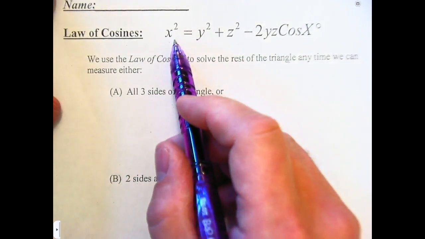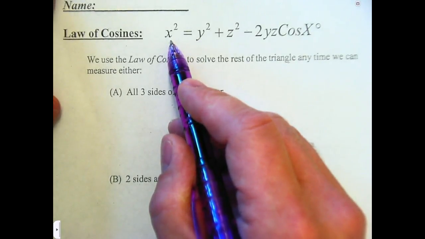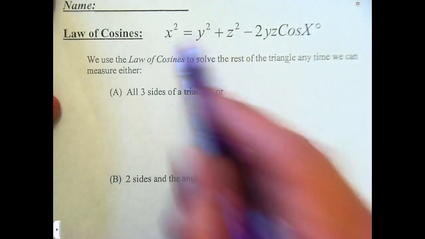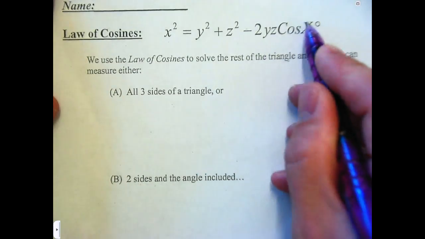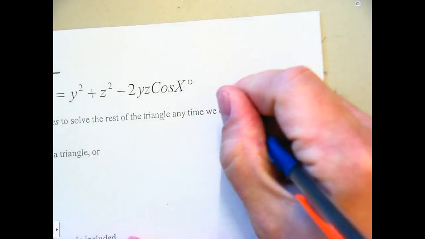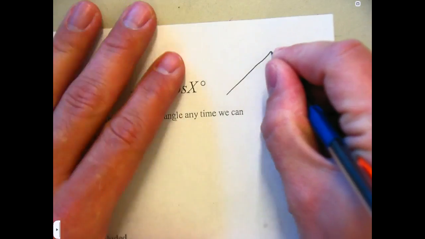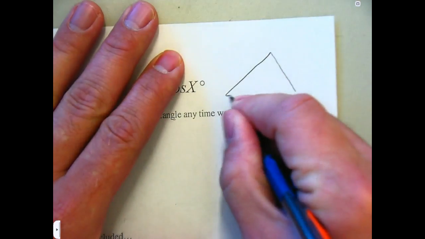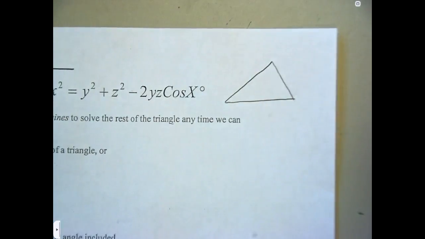The law of cosines says if you have x squared, that's equal to y squared plus z squared minus 2yz times the cosine of big X. So the first thing we need to recognize is that when we're dealing with law of cosines, you're actually dealing with a triangle. If we draw just a generic triangle here, we say this is not a right triangle, and we start labeling sides.